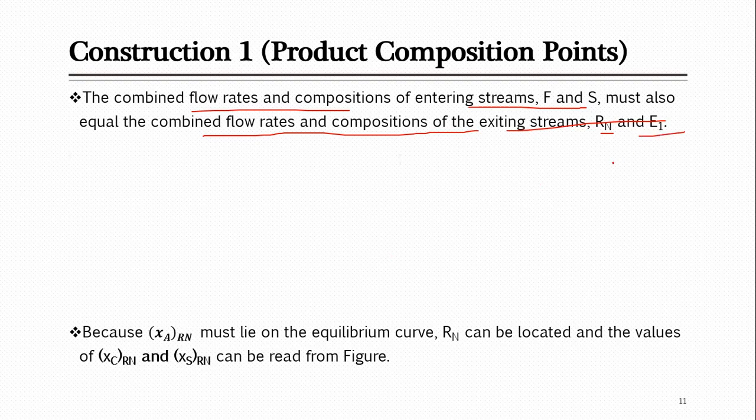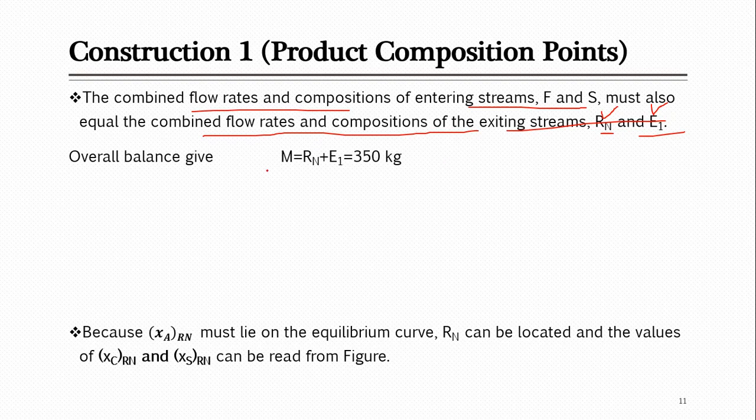Initially when we were looking at the system, we have seen that there is raffinate leaving from the end stage, and the extract is leaving from stage 1. So Rn and E1 we have to look for. These are actually our products in this system.